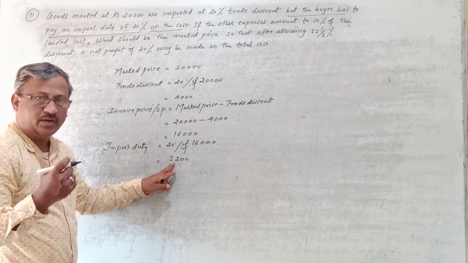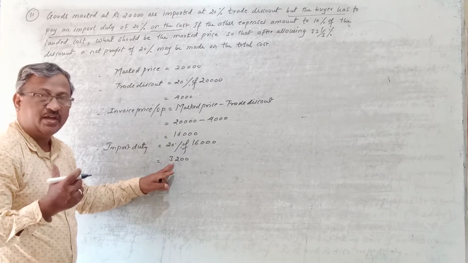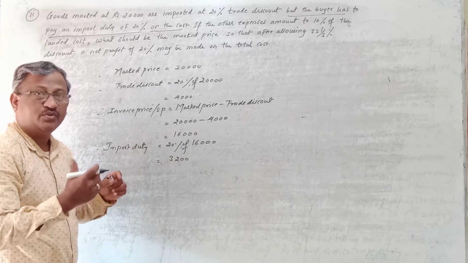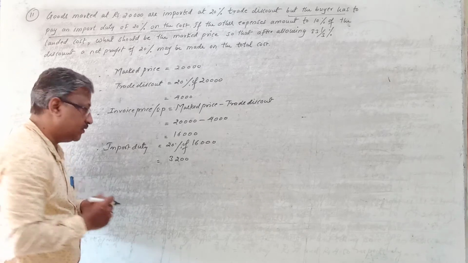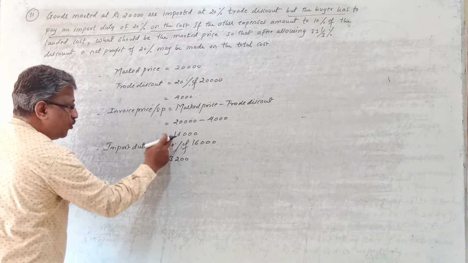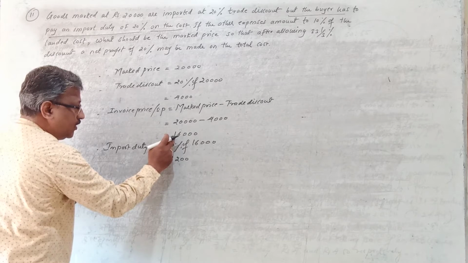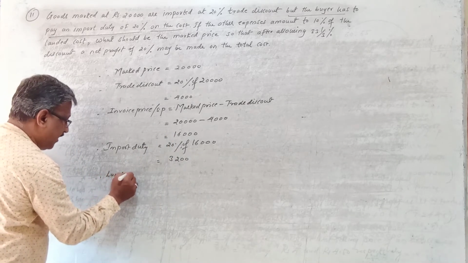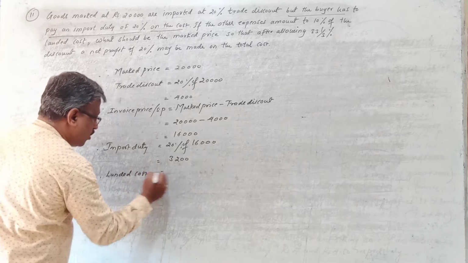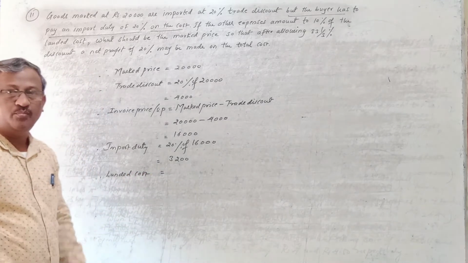tax to the government. In total, how much money he has to pay to import the goods, or how much it costs to import the goods, that total cost we have to calculate, right? So when you add the import duty to the cost, whatever cost we get, which cost is it called? Landed cost. Landed cost, or sometimes it is also called the imported cost.